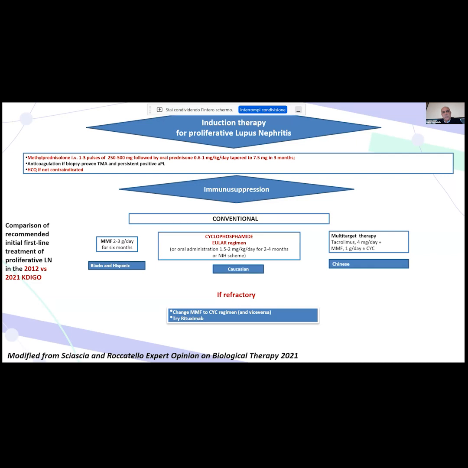Methylprednisolone pulses were limited to 250 to 500 milligram, followed by a rapid tapering of prednisone. Hydroxychloroquine is given in any case if not contraindicated, and based on this algorithm, conventional therapy may include mycophenolate to 3 gram a day, cyclophosphamide, and the EULAR regimen is preferred to the old NIH regimen or multi-target therapy.